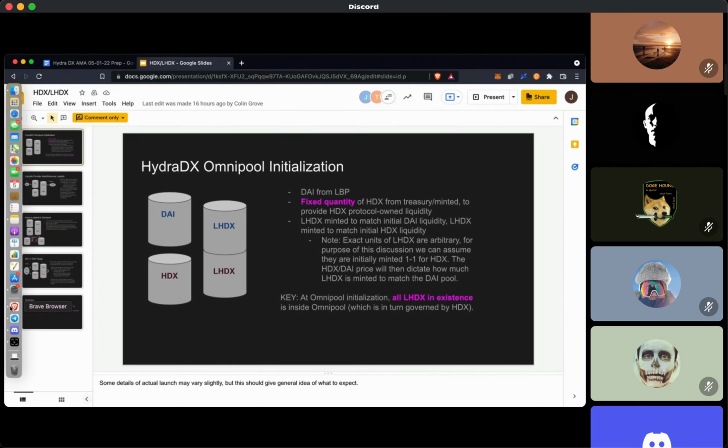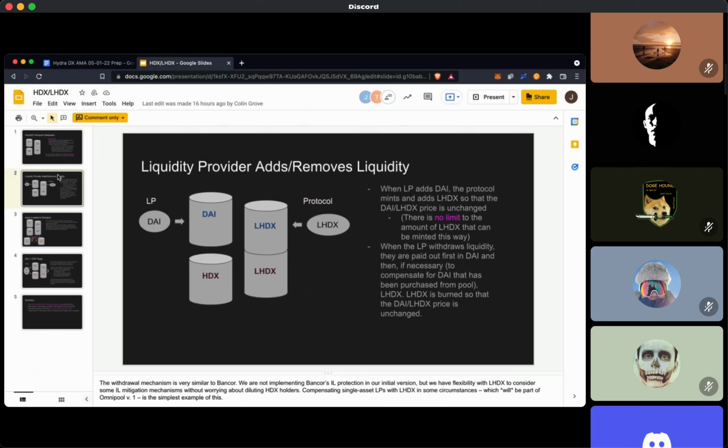So the operation to talk about is what happens when a liquidity provider adds or removes liquidity. When a liquidity provider adds liquidity, they only need to add a single asset. Here the LP is adding DAI. The protocol will mint LHDX so that the DAI to LHDX price, and therefore the DAI to any other asset in the pool price, will not change.